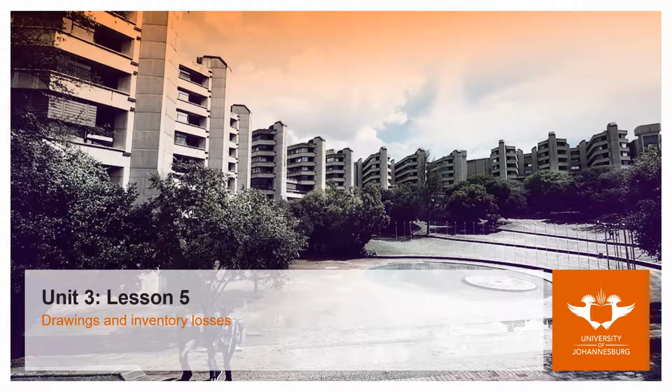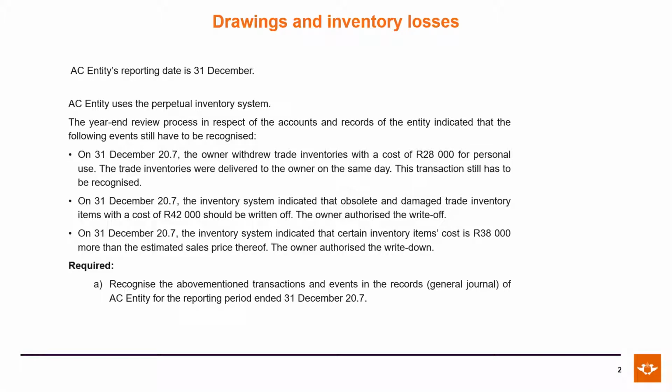Hello, let's look at the transactions and events that came as a result of the review process on trade inventories. The items that we're looking at will be withdrawal of trade inventories by the owner for personal use, the recognition of inventory shortages, and the recognition of write-off of certain inventory items to the net realizable value. Let's look at this example.